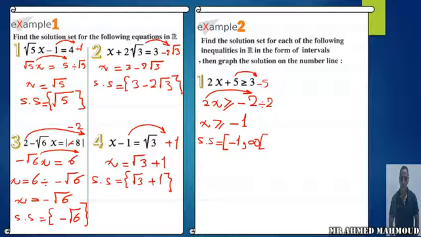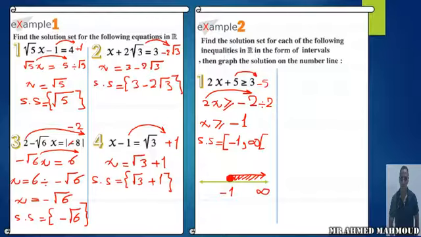Infinity is open, and then I'm going to represent on the number line like this. Here in the middle I'm going to write negative 1 and a shaded circle. Don't forget the direction: the numbers greater than negative 1 will be to the right like this, and don't forget to shade. It will be from negative 1 to infinity.